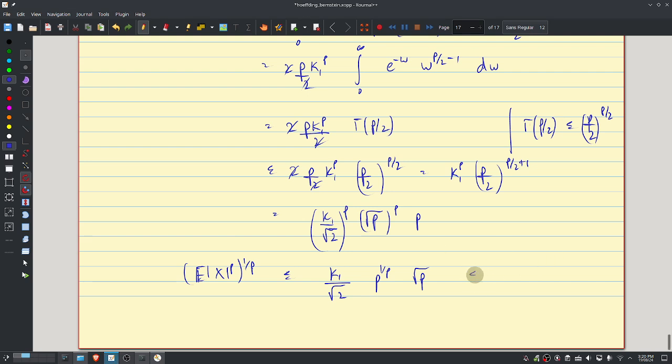So this is less than or equal to, say, square root of 2 k1 root p. I call this k2. So we now know that k2 is at most square root of 2 times k1. I can choose a k2 which is root 2 k1, and the bound will still go.